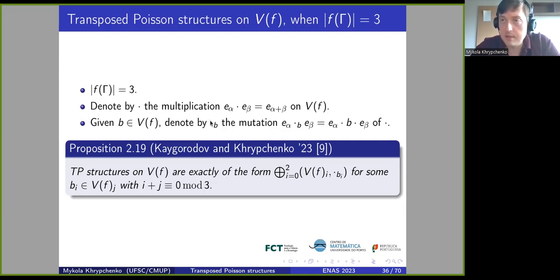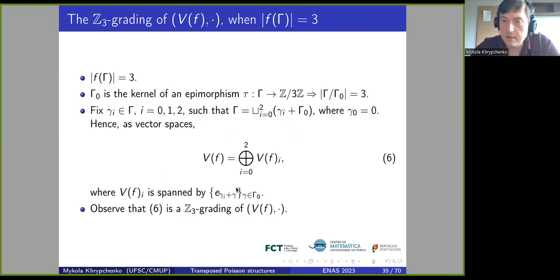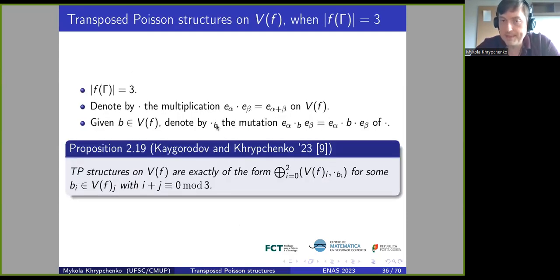But again, as I said, since this is a grading, they will not be closed under the original group algebra structure, but they will be closed under some mutation of this group algebra structure. In fact, if you take B to be the element which belongs to the subspace corresponding to the inverse in this group of order 3, then the mutation will belong to the original subspace. And in fact, all the TP structures will be direct sums of these mutations.